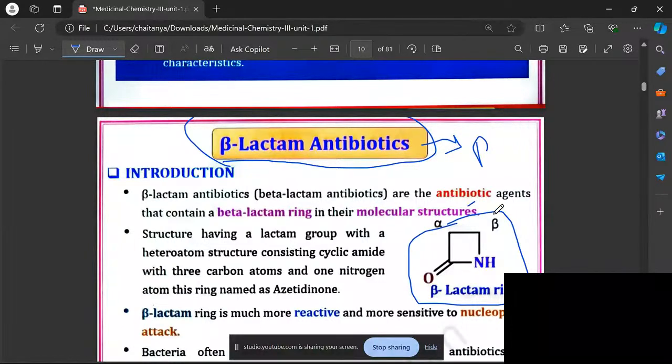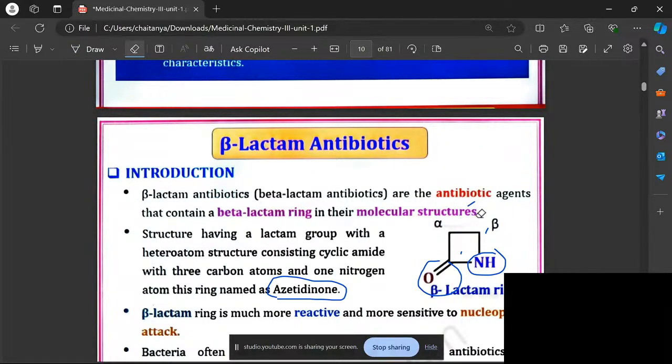If you see the beta lactam ring, it contains three carbons and an amide group with a ketone group, a double bond to O. This is the cyclic amide group with a ketone group. The IUPAC name of this ring is azetidinone. You have to remember that beta lactam antibiotics contain a beta lactam ring, which is the precursor molecule, with three carbons, a keto group and an amine group.